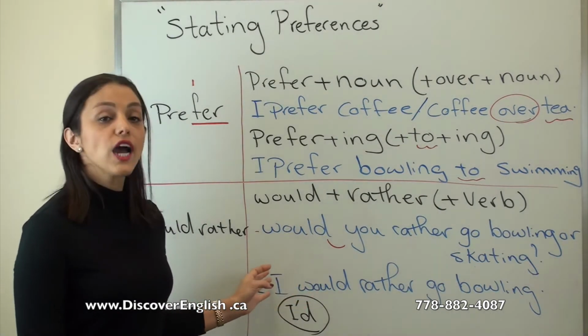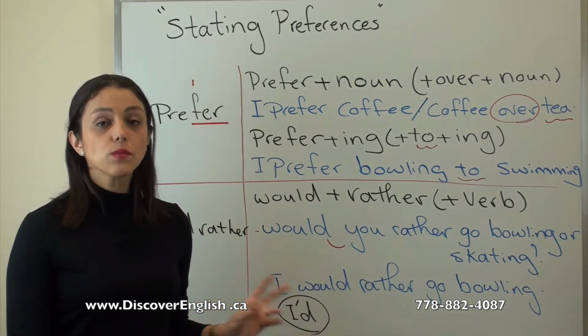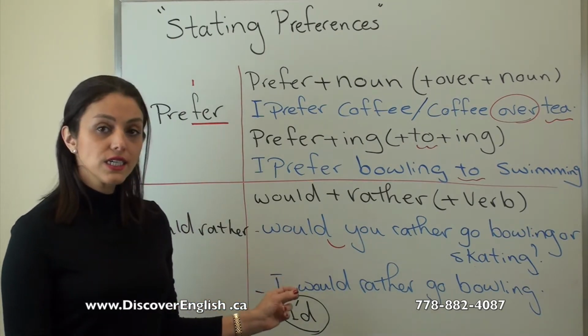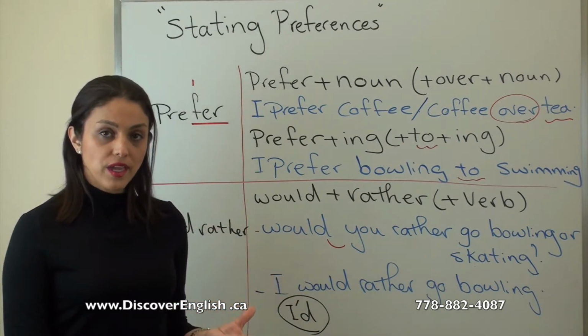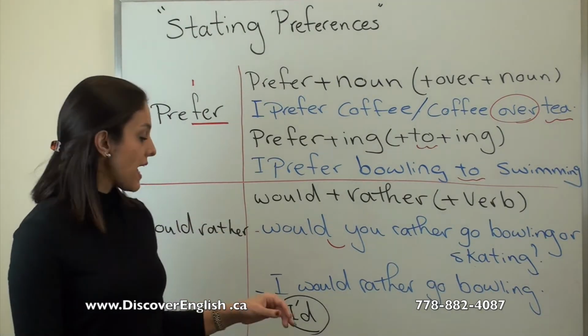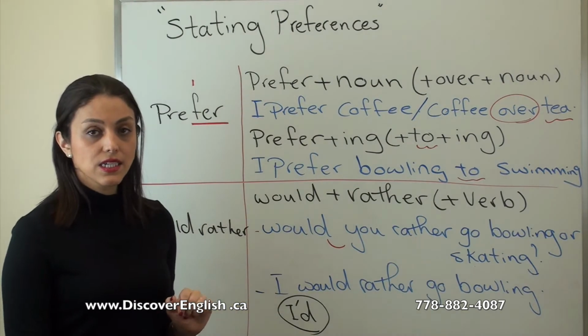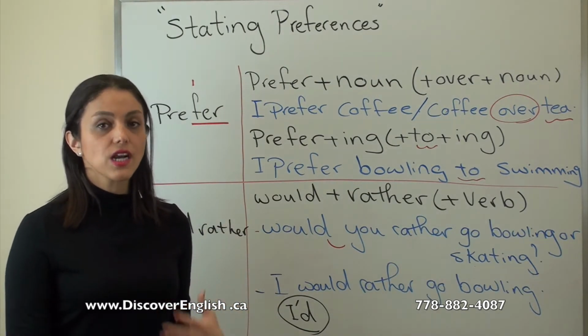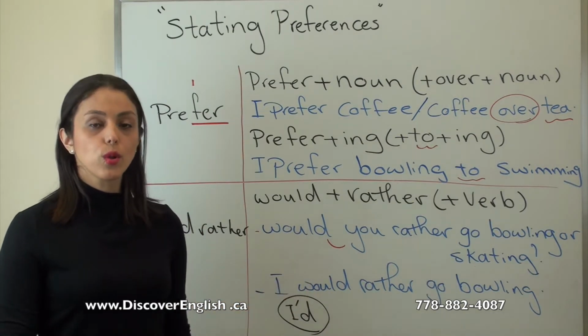Instead of I would, you can say I'd. Don't mix it up with I had. Okay? Whenever you're speaking, you should contract it, use the contractions and say I'd. I'd rather go bowling. It means I would rather, I prefer to go bowling.